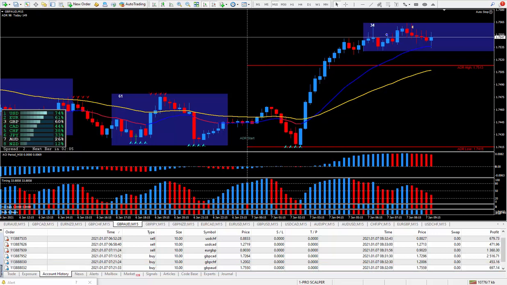So another good day of trading using my fractal trigger system. Pip total was 68 pips, and 68 pips ended up paying me $6,178.